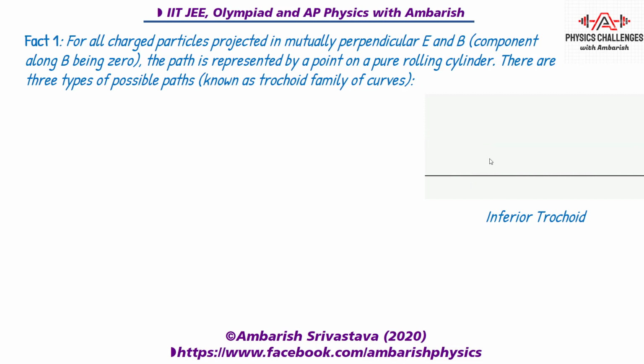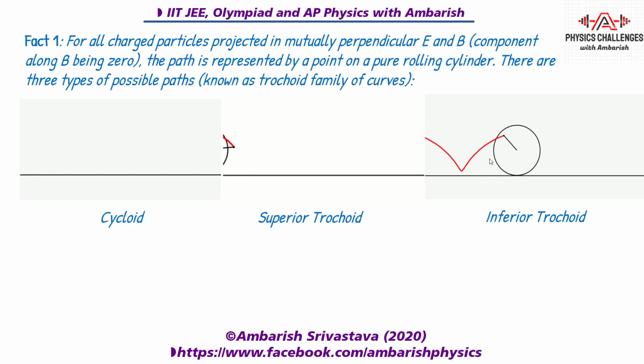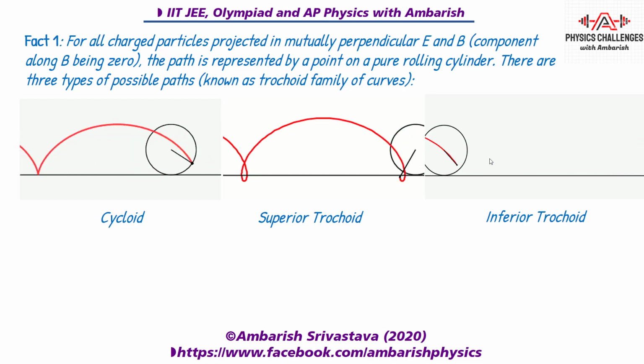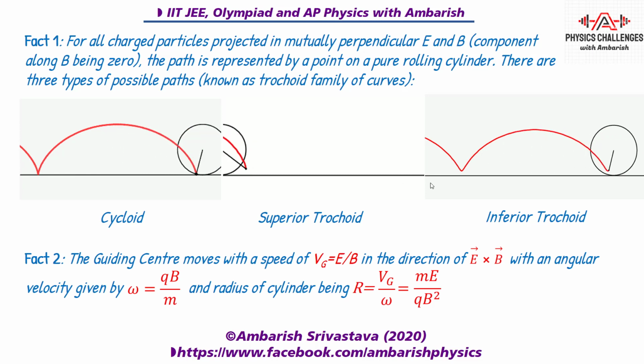And how do you get this? You can prove this using the conventional method, the same method that you used for proving the cycloidal path. Exactly the same differential equation method can be used for proving that every time the path will be a trochoid: either a cycloid, which is called a common trochoid, or a superior trochoid, or an inferior trochoid. These are the three types of paths that are possible for a charged particle. So this is fact number one. What is the other fact that you should know?